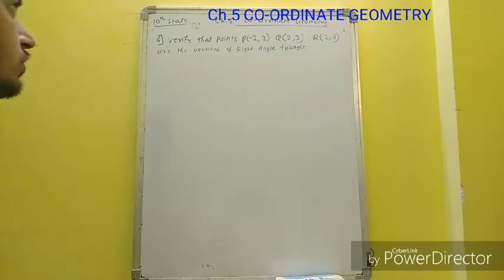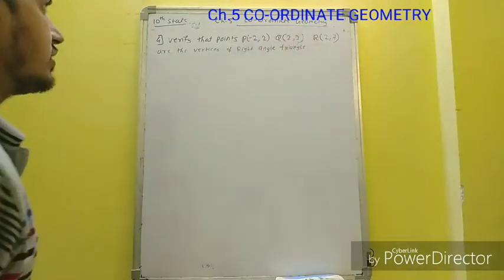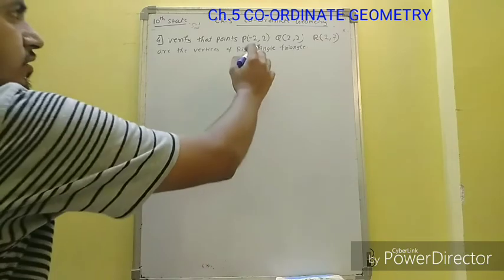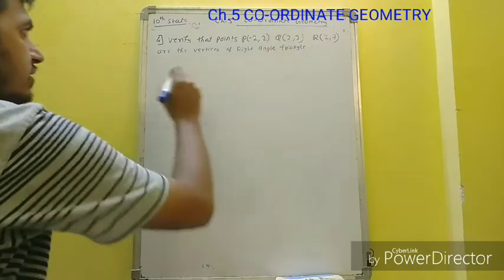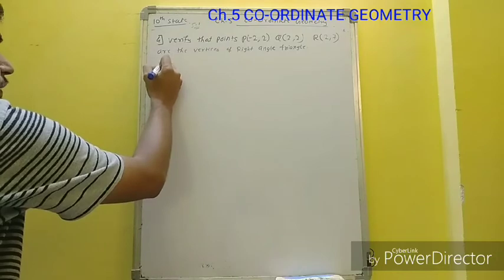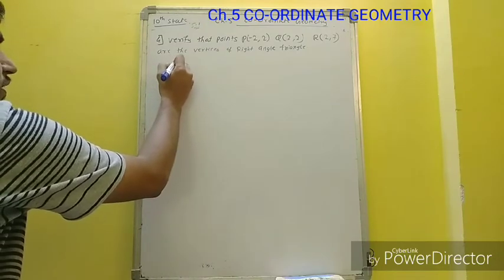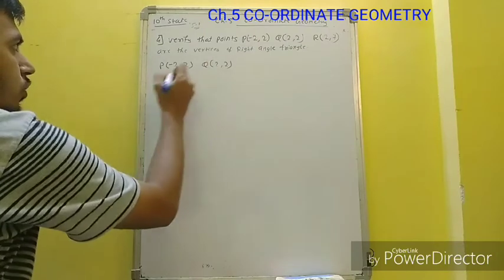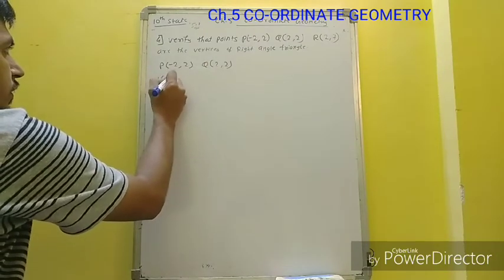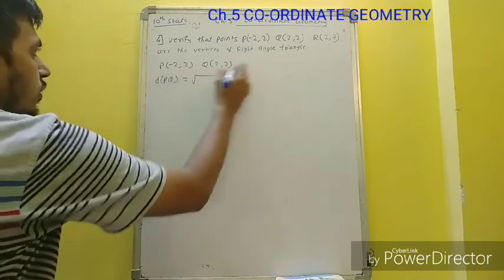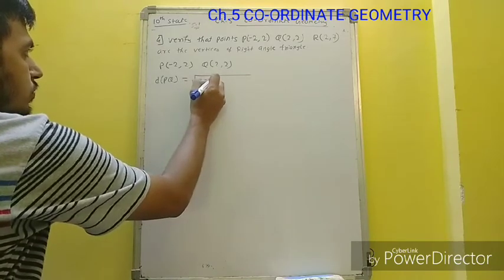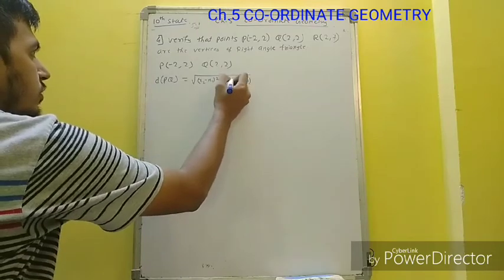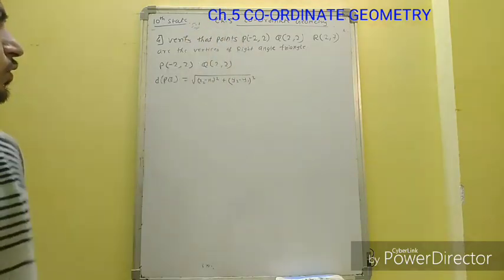Okay, in the fourth question we need to see whether these are the vertices of a right angle triangle. So how will we see that? To see the vertices of a right angle triangle, first I will find the distances. I will find the distance PQ. So P is (-2, 2), Q is (2, 2). So distance PQ is equal to square root of (x2 minus x1) the whole square plus (y2 minus y1) the whole square.